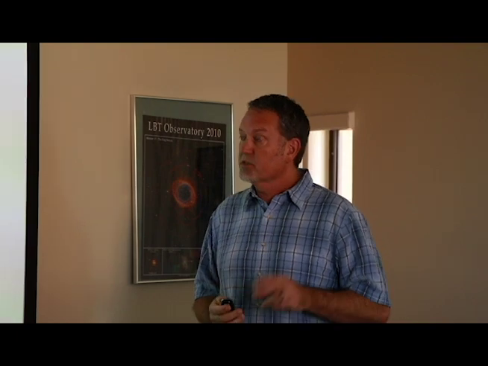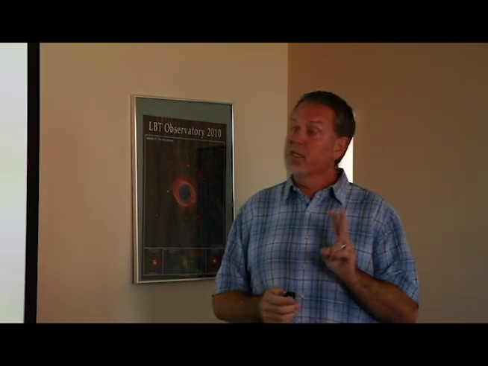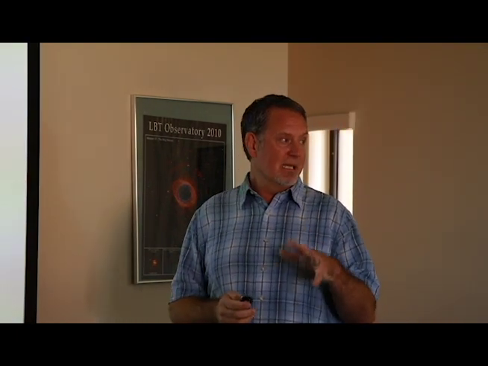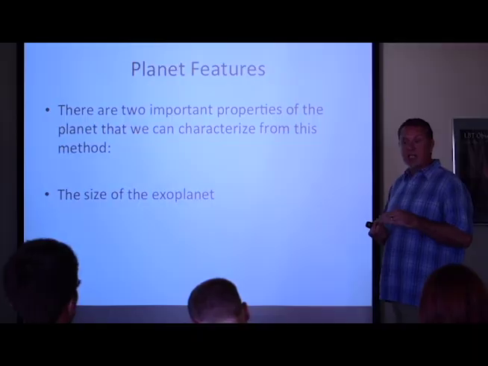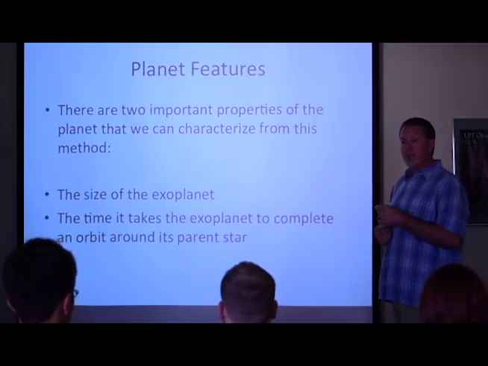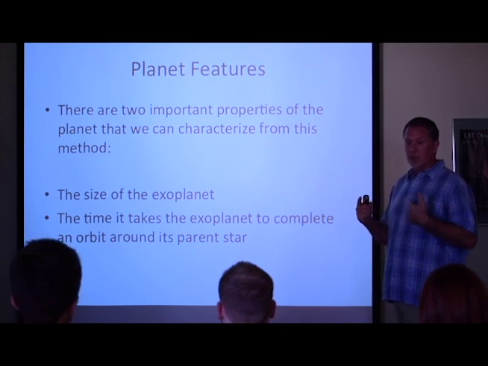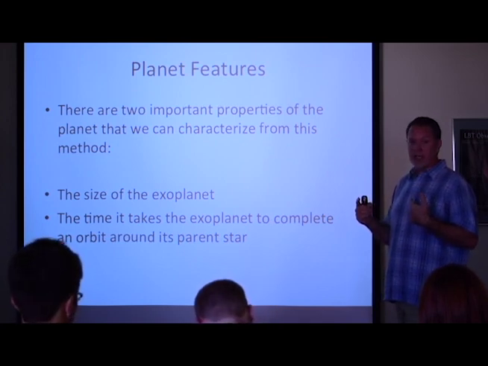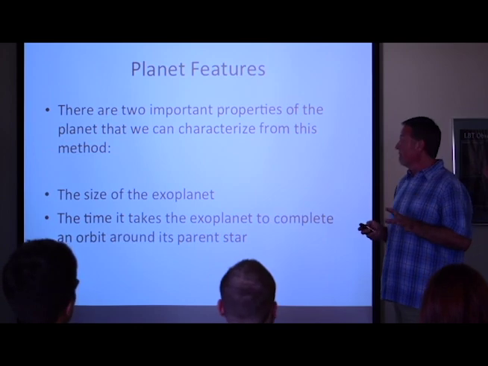So planet features. There's two important properties of planets that we can determine by looking at these dips in the star's light. The first one is you can know the size of the exoplanet. So the size or depth of the dip will tell you the size of the exoplanet, and the time that it takes for a dip to occur will tell you how long it takes the planet to go around its star. I'm going to say both of those again.